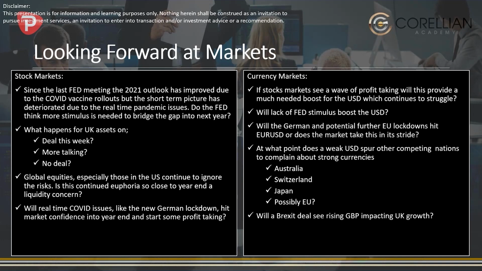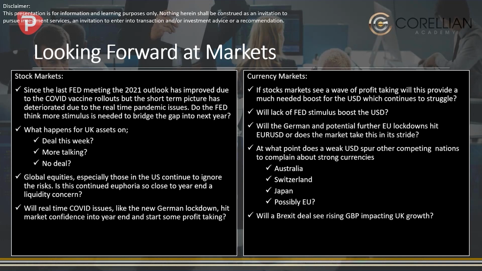Global equities, especially those in the US, continue to ignore many risks. I mentioned that earlier. Keep an eye out for year end. We do run into year-end illiquidity issues, and that sometimes can be a concern. Some of the big boys don't get out, but some of the smaller funds do. So there's a potential for some profit taking into year end, and I would say that's probably going to start towards the end of next week. So just be careful of that. It may just tip things over.